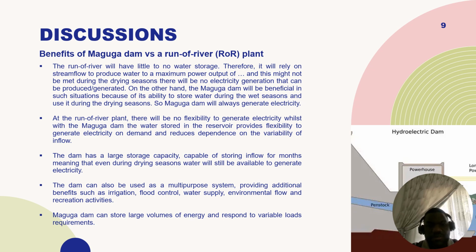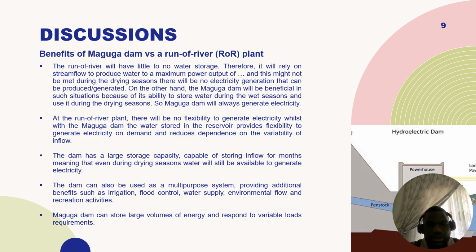In the discussion, we found that the run-of-river scheme will have little to no water storage, which will make it difficult to be a reliable source in terms of power output. We might run the risk of not having power during the dry season, so we prefer Maguga Dam to prevail in terms of having a huge capacity to store water. It will help to avail electricity even though it's a dry season, and to meet any other water demand within the catchment.